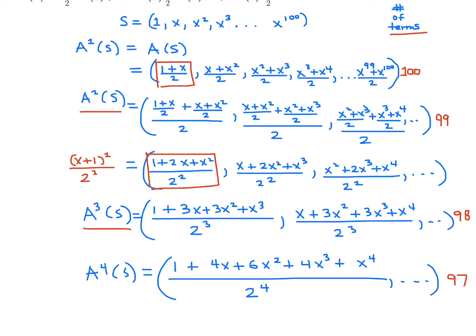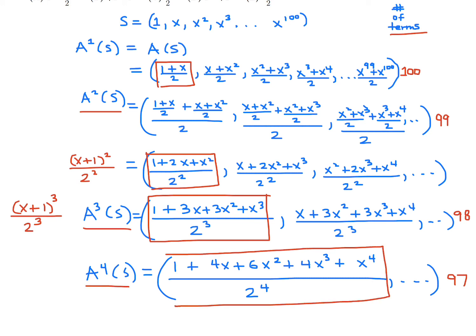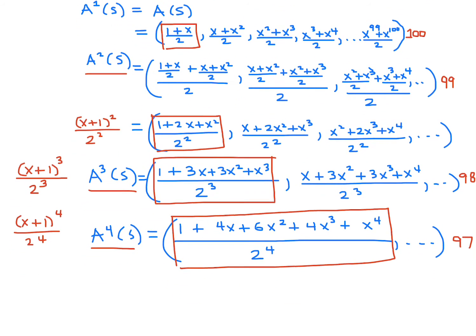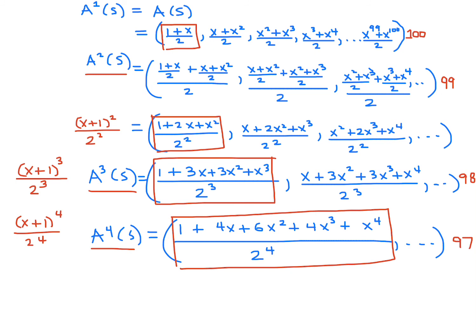All right, let's go to the next one. This is the first term. This is x plus 1 to the power of 3, all over 2 to the power of 3. And then if we look at A4 and look at that first term, that is x plus 1 to the power of 4, over 2 to the power of 4. Okay, I got the pattern. The pattern, basically, is that ANs will be x plus 1.